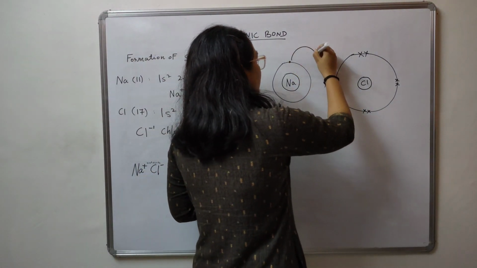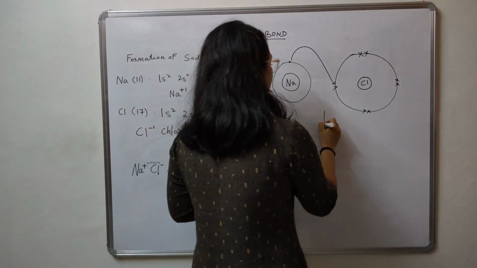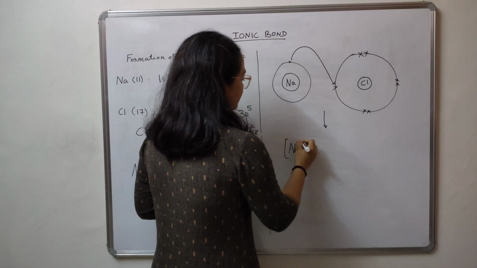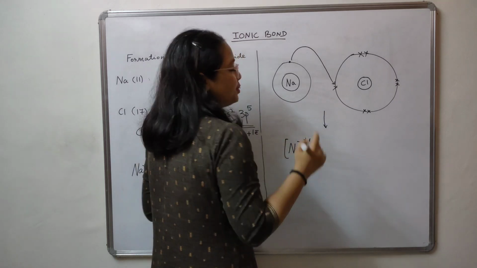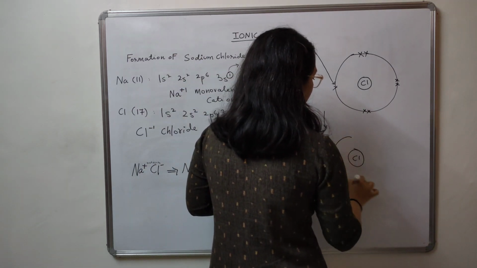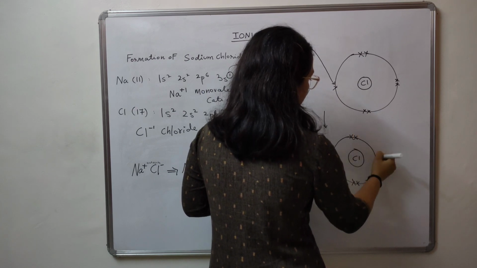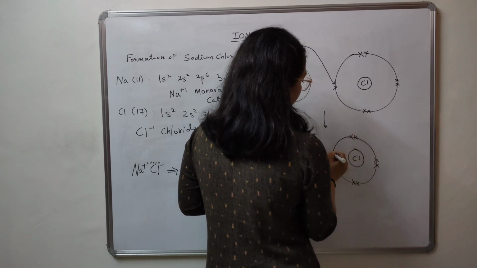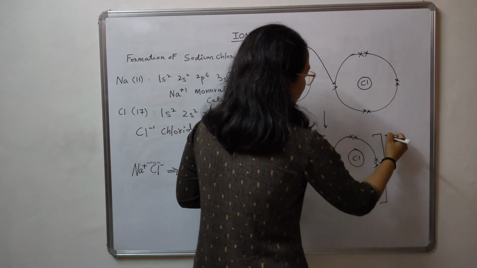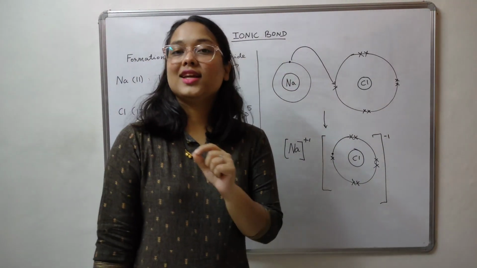We have transfer of 1 electron from sodium to chlorine. So what will happen? Sodium will acquire a positive charge because it is losing 1 electron, whereas chlorine will become chloride. It has its own 7 electrons plus 1 electron which is coming from sodium. Overall charge will be -1. This is the formation of an ionic bond in sodium chloride.